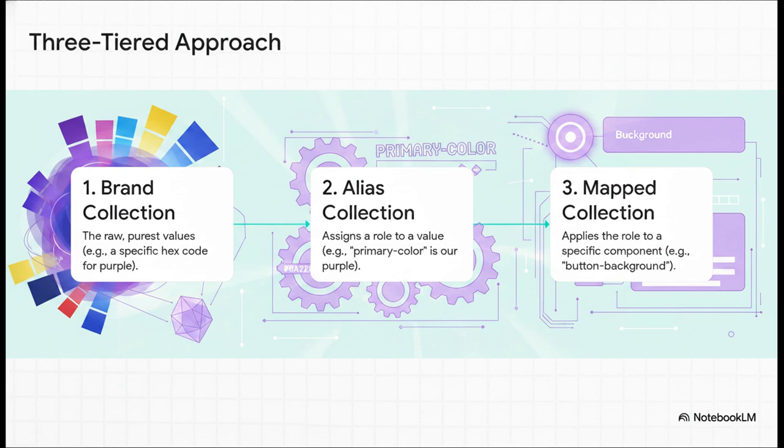And to manage all these tokens without going crazy, most pros use a three-tiered approach. It's actually pretty clever. First, you have the brand collection. This is just the raw, pure values, like a specific hex code for purple. Then you have the alias collection. This is where you give that value a job, a purpose. So our purple hex code now gets a name, like primary color. And finally, there's the mapped collection, which applies that job to a real component. For example, our button background now uses that primary color. It's this structure, this layering, that makes the whole system scalable and so much easier to maintain down the line.